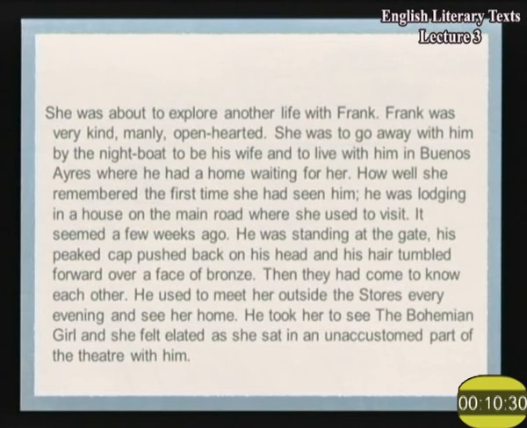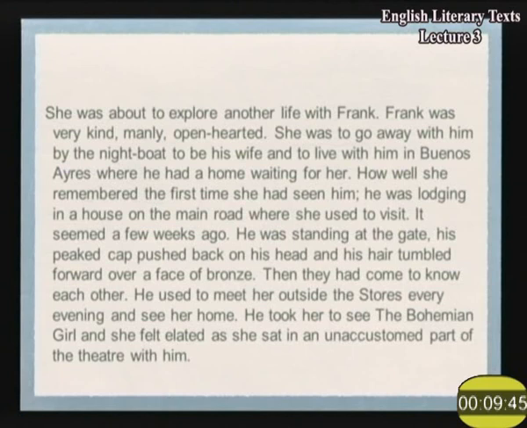How well she remembered the first time she had seen him. He was lodging in a house on the main road where she used to visit. It seemed a few weeks ago. He was standing at the gate, his peaked cap pushed back on his head and his hair tumbled forward over a face of bronze. Then they had come to know each other. He used to meet her outside the stores every evening and see her home. He took her to see the Bohemian Girl, and she felt elated as she sat in an unaccustomed part of the theater with him.